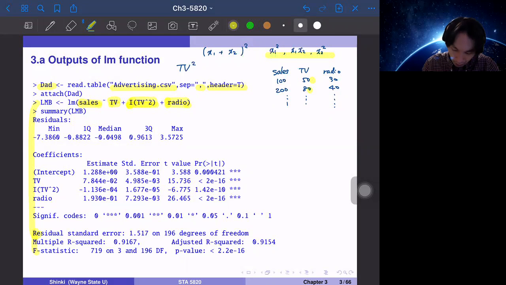Maybe the first quiz: how many observations do you think are in the data set? Actually, can anyone see?